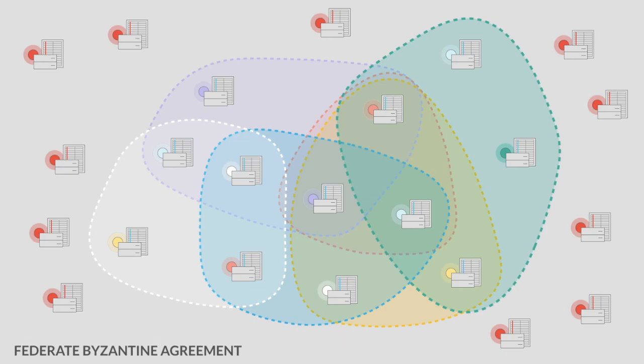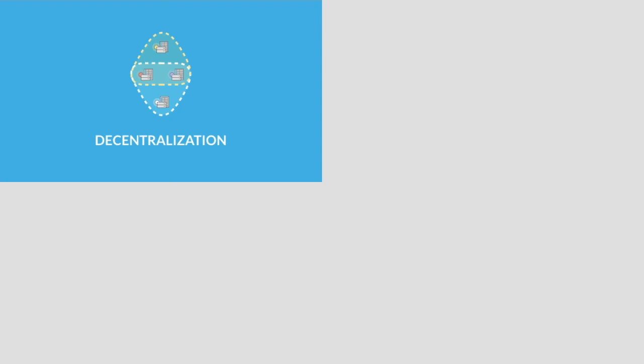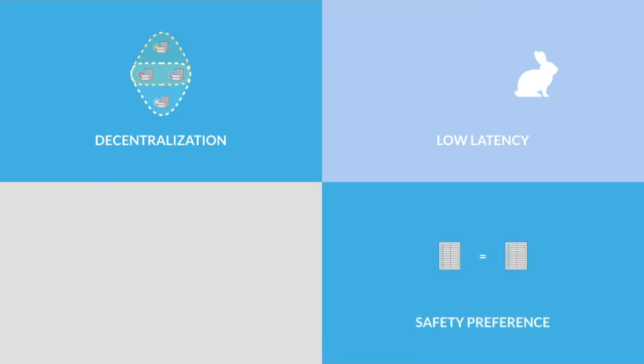So to recap, FBA and the Stellar Consensus Protocol provide an open membership and therefore decentralized alternative to BFT that closes transactions in 3 to 5 seconds, prefers safety over liveness, and is not susceptible to the 51% attacks of proof of work.